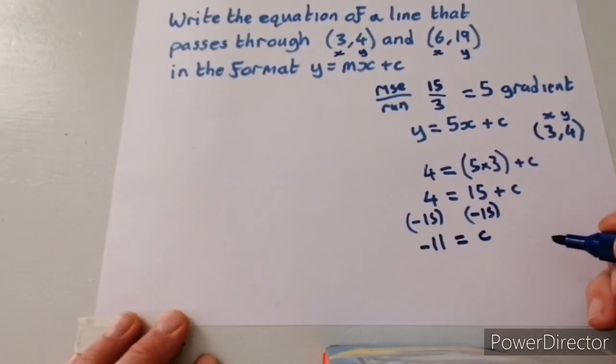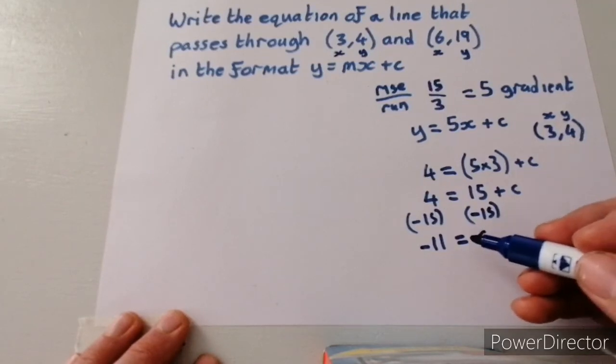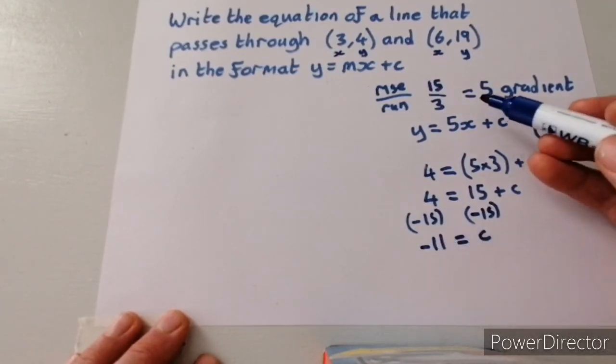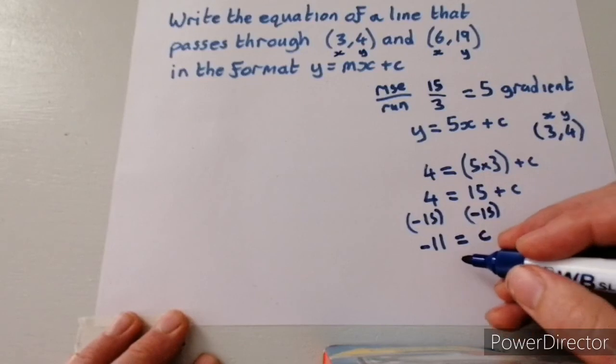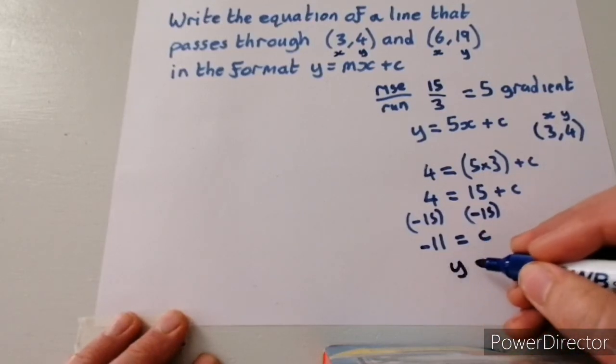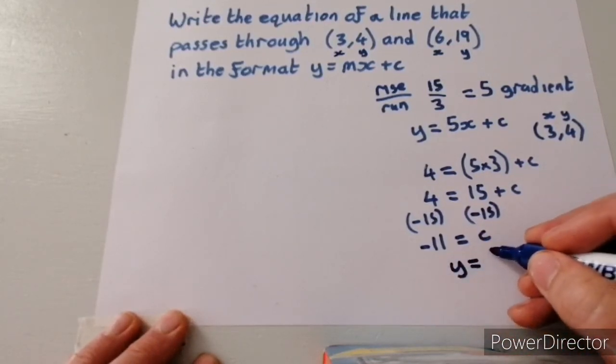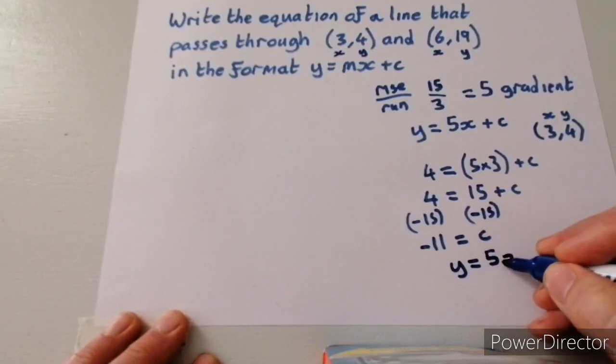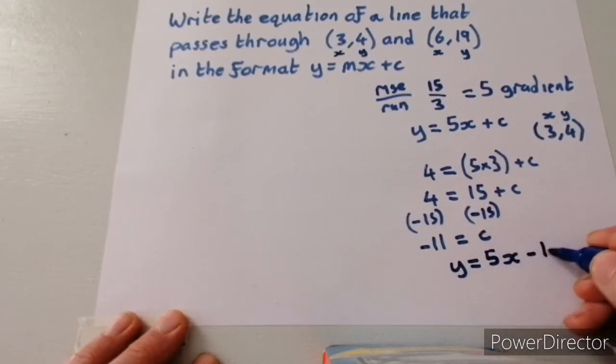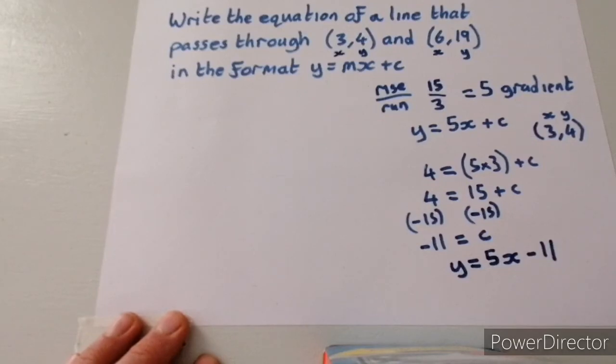Our last step now is to put all of this information together. We now know our c value, we know our gradient. So the equation of this line in the format y equals mx plus c is y equals 5x minus 11.